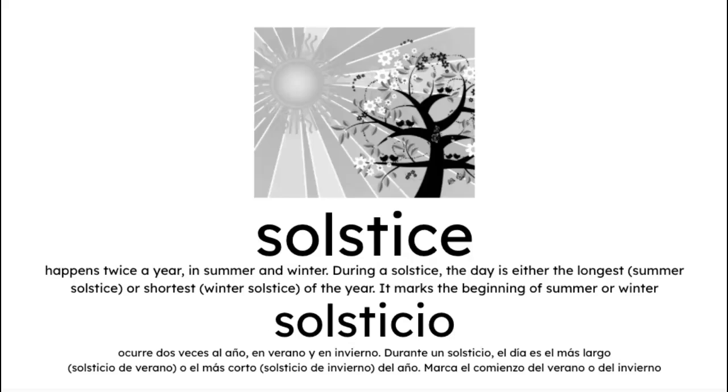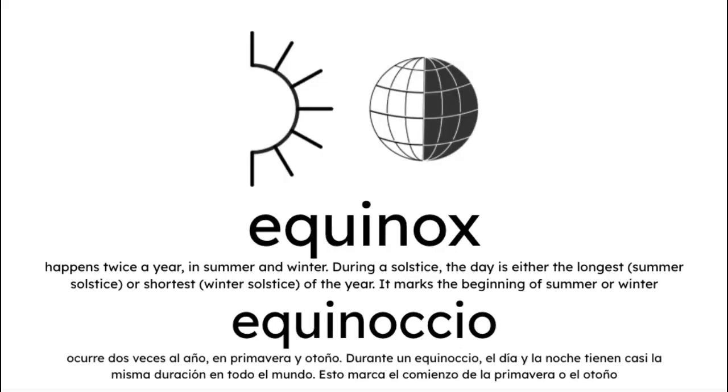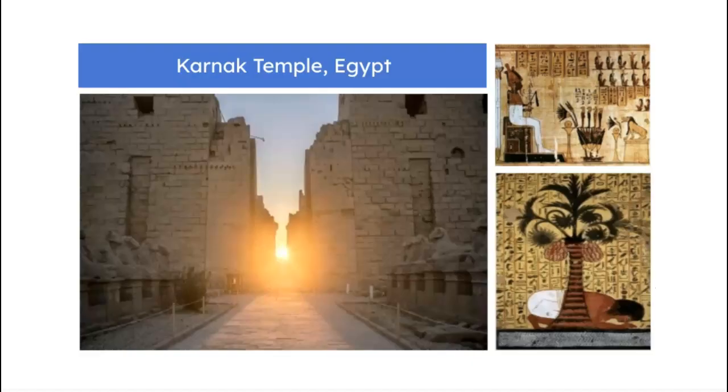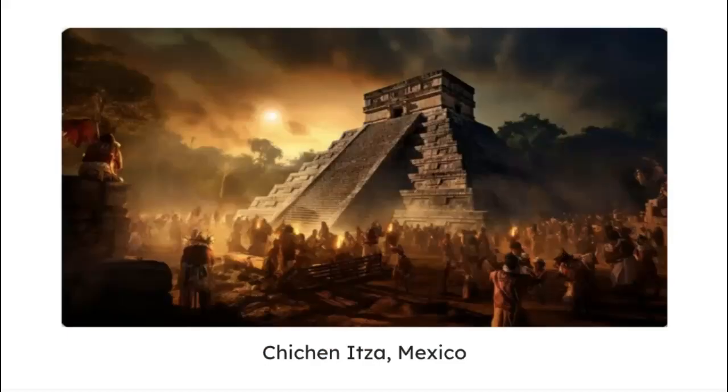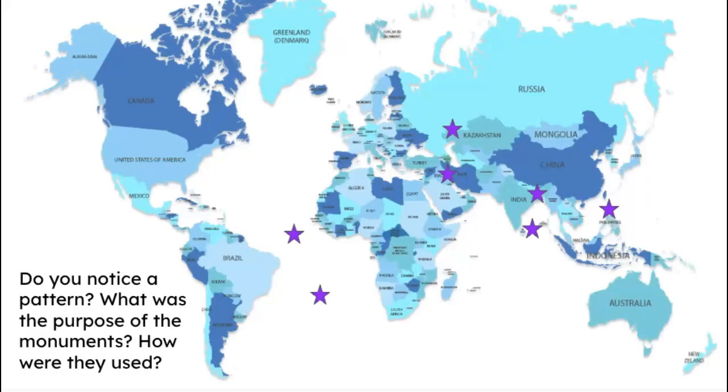You can post and discuss the solstice and equinox vocabulary cards. You'll show students several images of ancient civilizations and provide information about their monuments. You'll then ask students what patterns they see and what purpose the monuments serve.